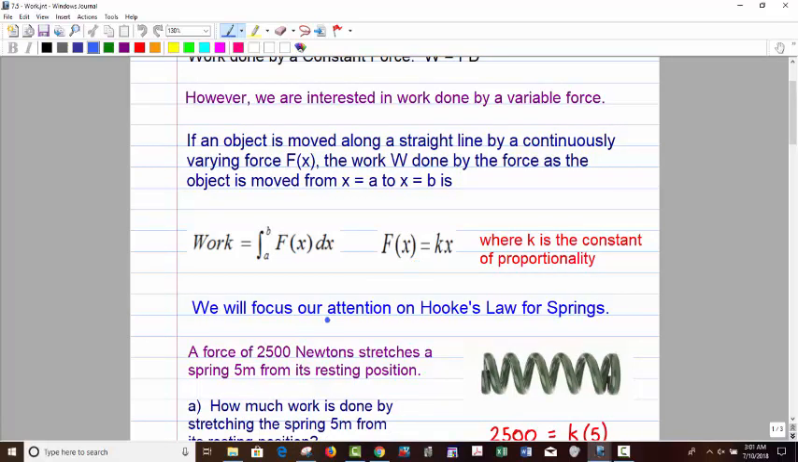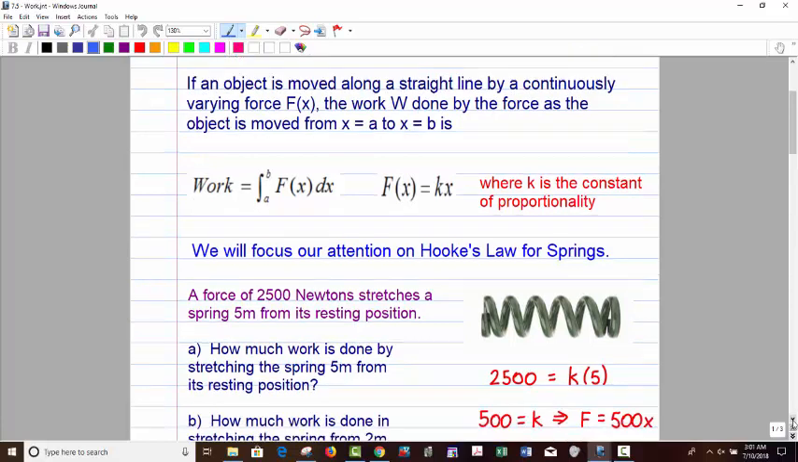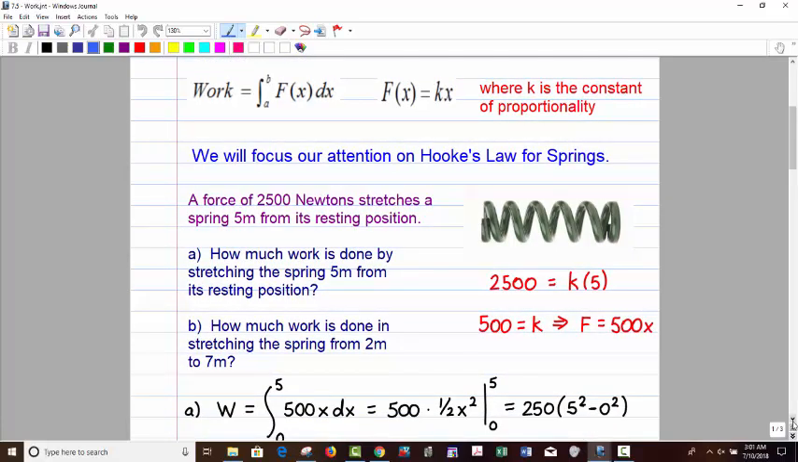So here, as I mentioned, Hooke's law of springs. And let's take a look at this. We're going to look at stretching and compressing a spring, which essentially has the same effect. So you treat it the same way, whether it's stretching or compressing. So here's a picture of a spring.